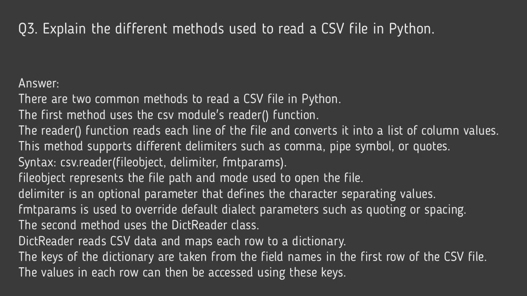CSV files in Python can be read mainly in two ways. The reader function reads each row as a list of values. The DictReader class reads rows as dictionaries where the first line becomes the keys and the remaining rows become dictionary values.